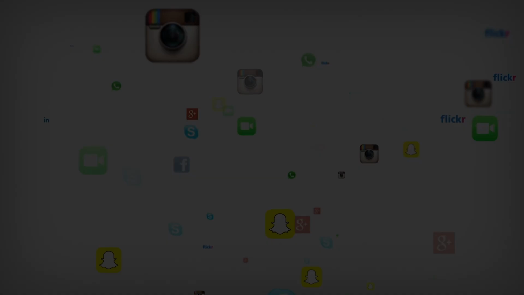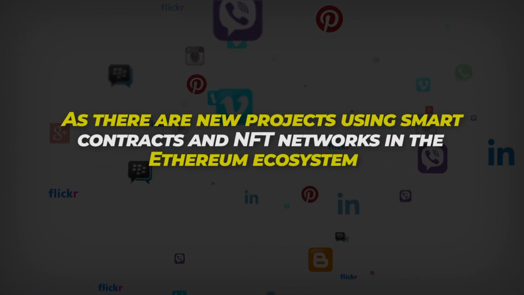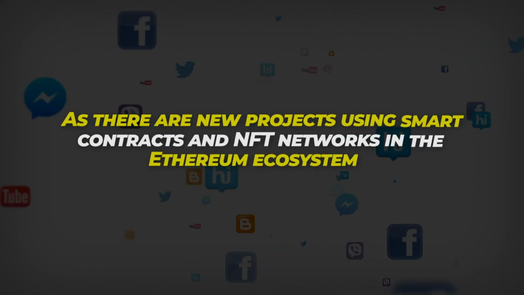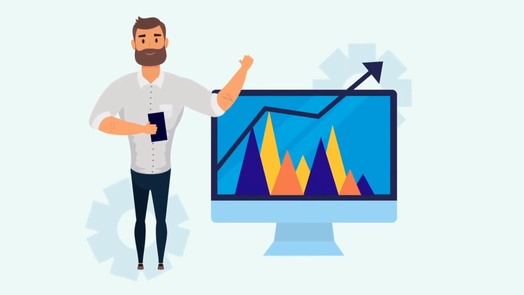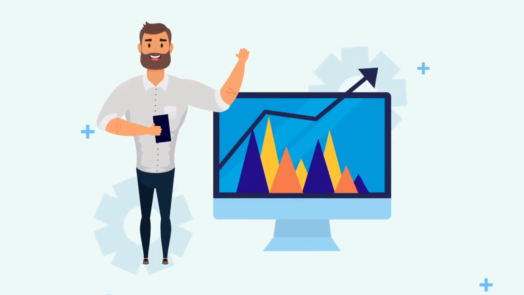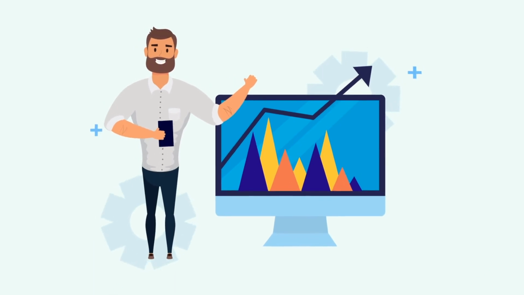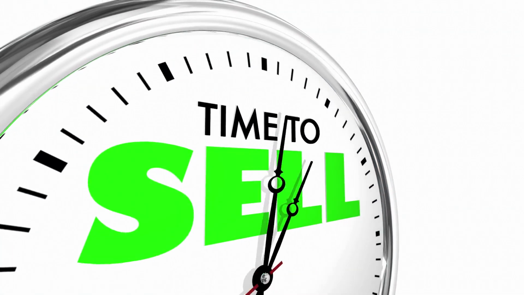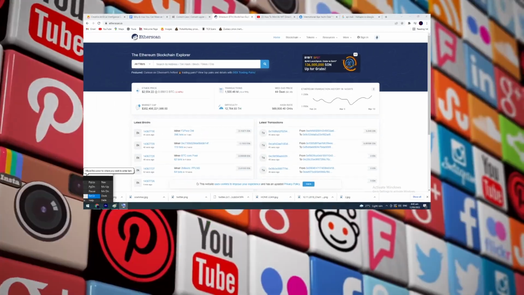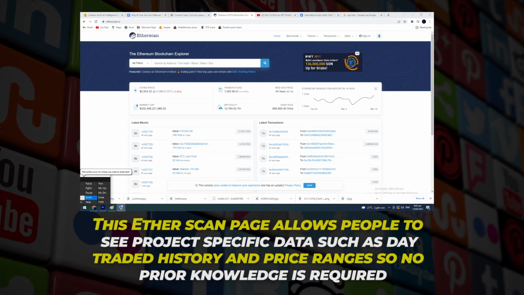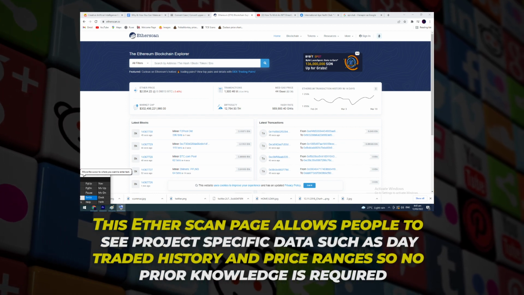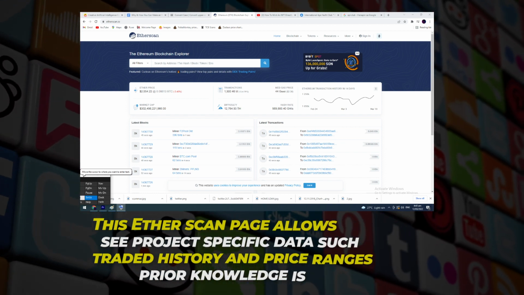As there are new projects using smart contracts and NFT networks in the Ethereum ecosystem, people who invest in these startups can take advantage of trading on markets like Etherscan.com to buy their initial allocation at moments when some investors are selling off. This Etherscan page allows people to see project-specific data such as day traded history and price ranges, so no prior knowledge is required.